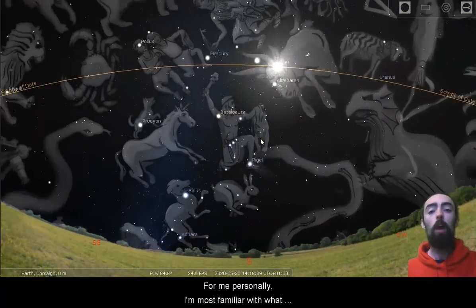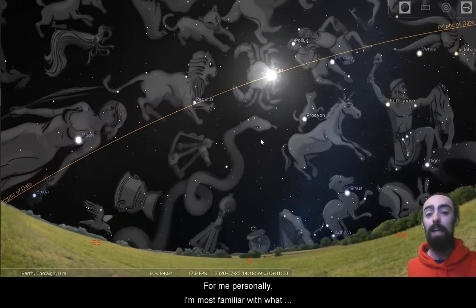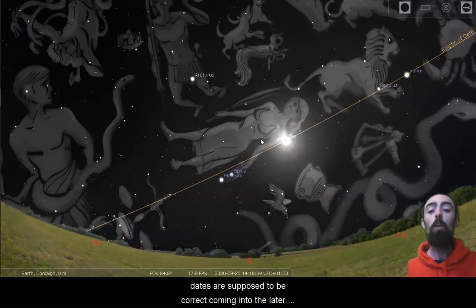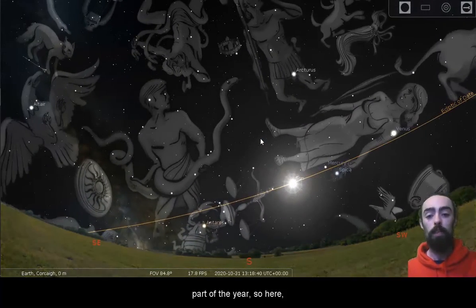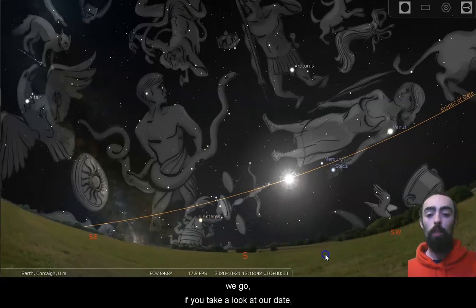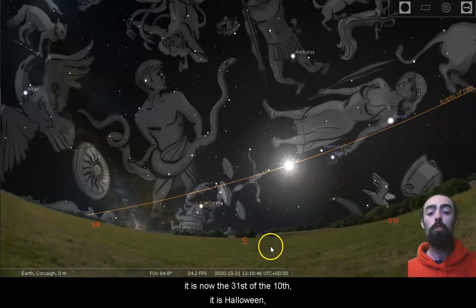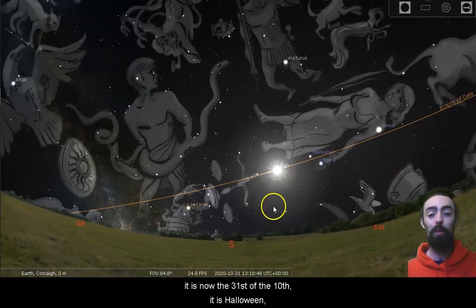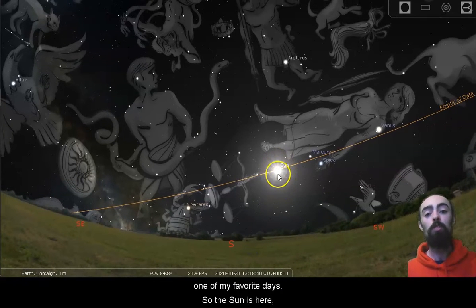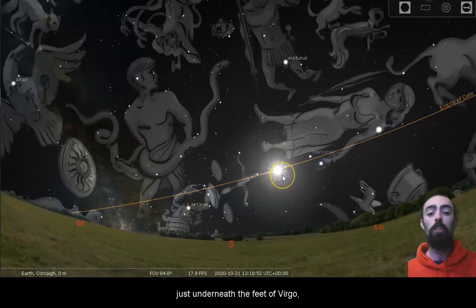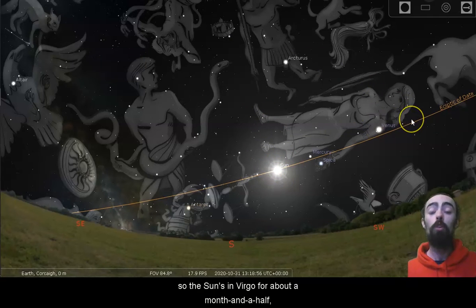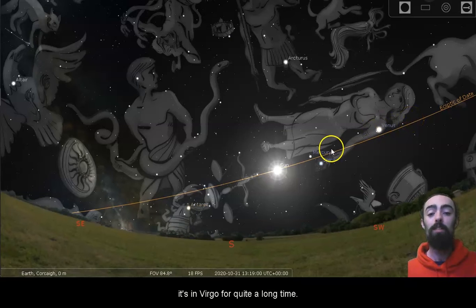For me personally, I'm most familiar with what dates are supposed to be correct coming into the later part of the year. So here we go. If you take a look at our date just down here at the bottom of the screen, it is now the 31st of the 10th. It is Halloween, one of my favorite days. So the sun is here just underneath the feet of Virgo. Virgo is a very big constellation, so the sun is in Virgo for about a month and a half. It's in Virgo for quite a long time.